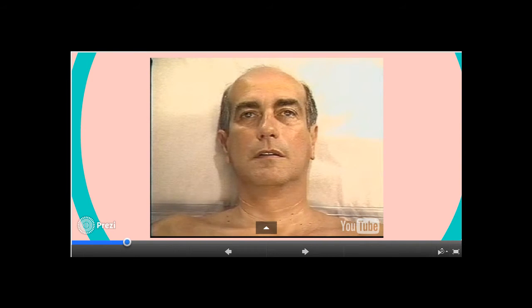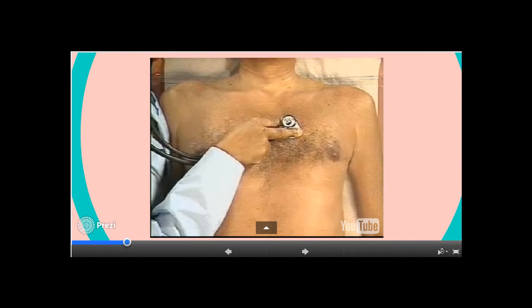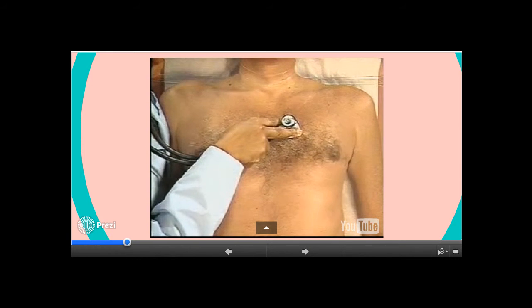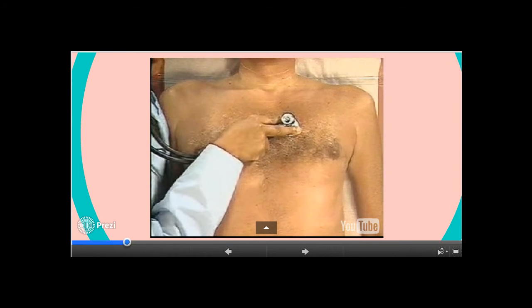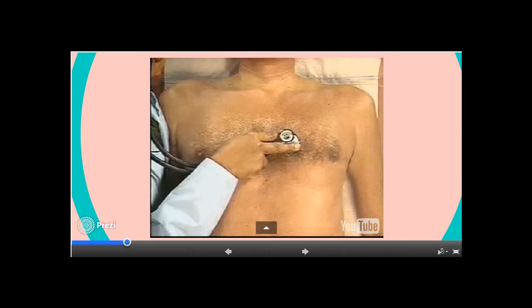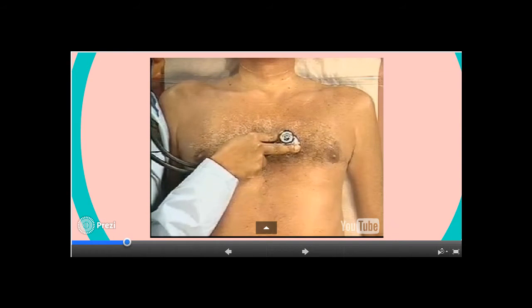Then listen at the left second interspace. Try to hear splitting of S2. Here it is abnormally wide. It comes and goes with respiration. Continue to breathe deep. Proceed along the left sternal border to the third interspace. Again, listen for splitting of S2.